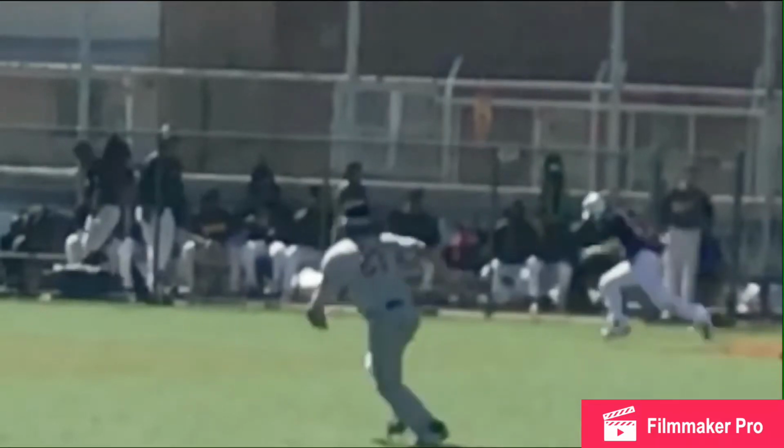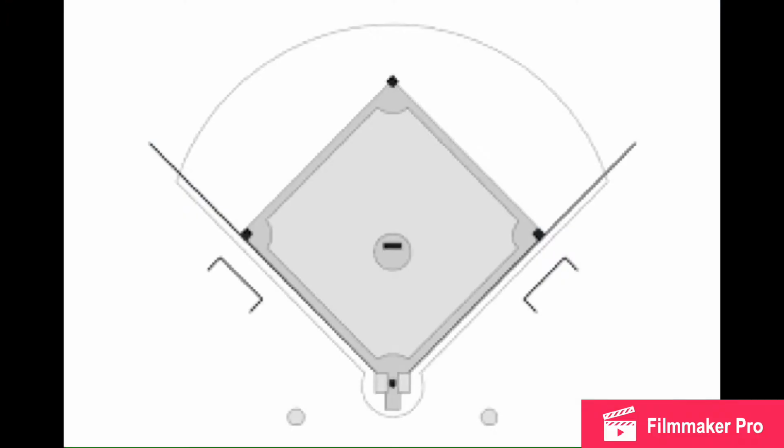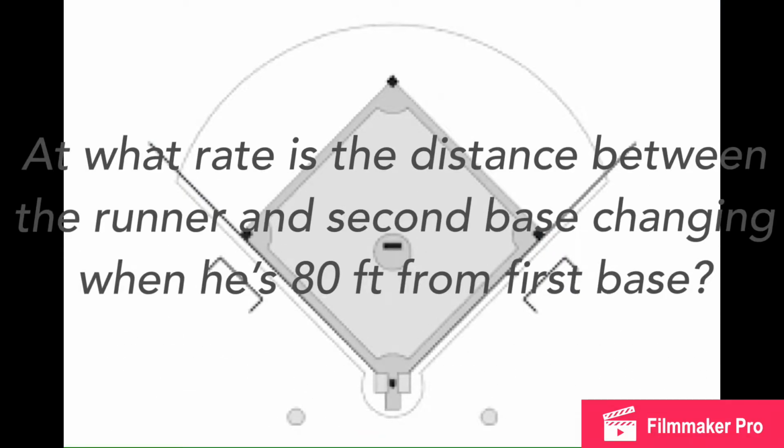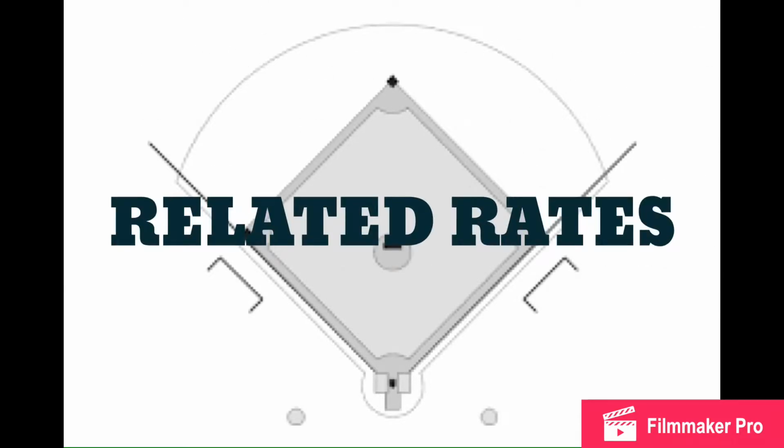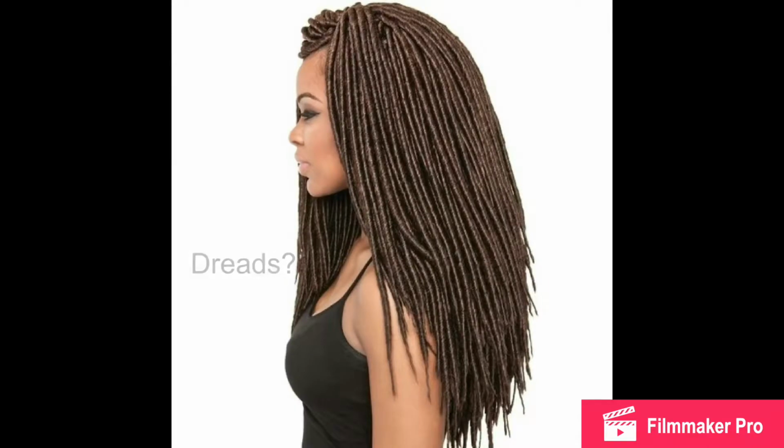In a baseball game, somebody's running towards first base at a rate of 12 feet per second. What we want to find here is at what rate is the distance between the runner and second base changing when he's 80 feet from first base. Since this is related rates, it's best to use the method of DRETZ.